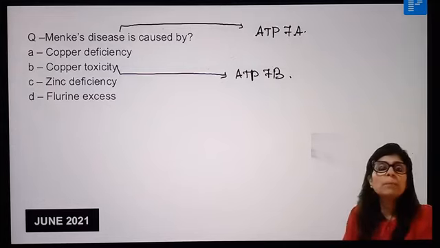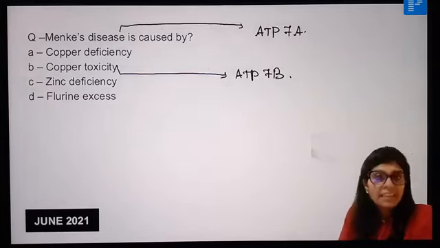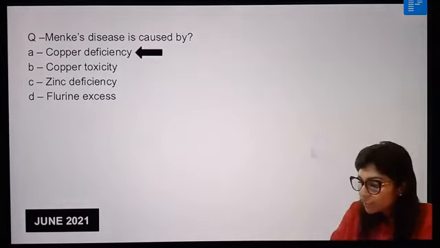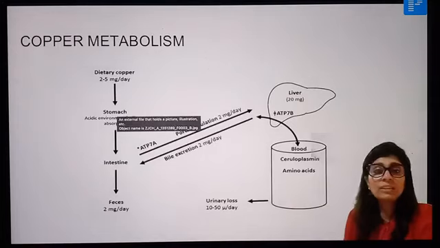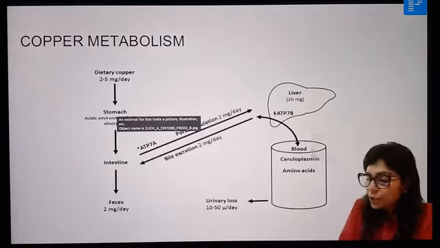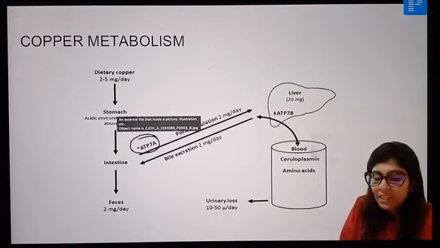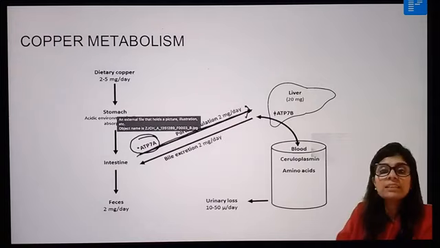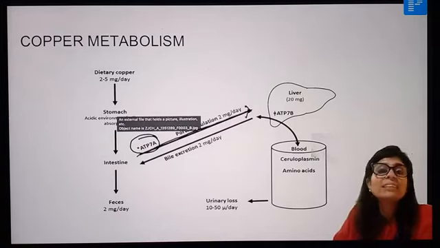Okay, so again, Menkes and Wilson's are often asked in FMGE. Let me give you an overview on these two disorders. First, look at this image. This image tells you the function of ATP7A. So what is the function of ATP7A? It helps in absorbing copper from the intestine so that it can reach the liver.